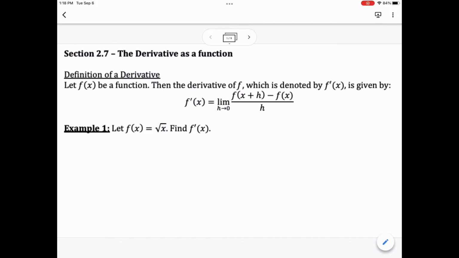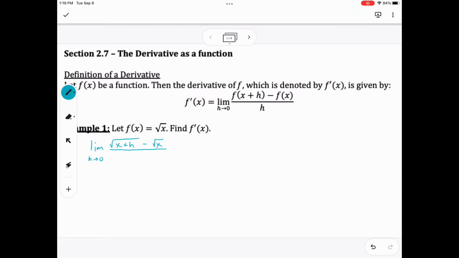Today's lesson is over section 2.7, the derivative as a function. So the definition of a derivative is: if f of x is a function, the derivative of f, which is denoted as f prime of x, should be given as the following: the limit as h approaches 0 of f of x plus h minus f of x, divided by h.